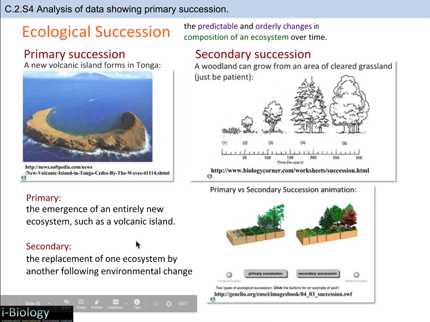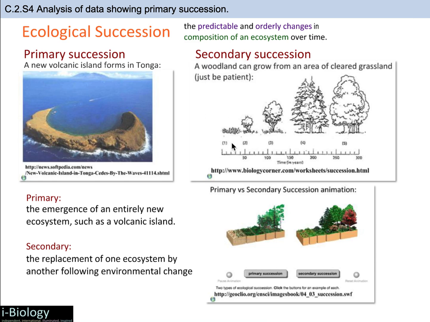Secondary succession is the replacement of an ecosystem following some environmental change. Maybe it's a forest fire, maybe it's land that was farmed, and so all those trees were cut down and now it's growing back. Maybe humans built a community or some buildings and those buildings have been abandoned and now the ecosystem's taking back that area. So this picture is showing you a woodland growing back after a grassland that had been cleared. You just have to be patient, and you'll notice this is representing time. So over 300 years, you start to see what species start to arrive.